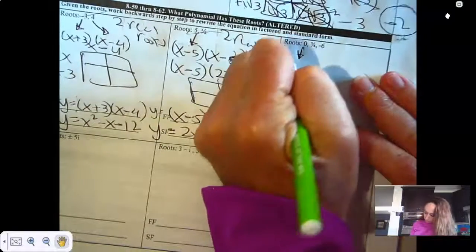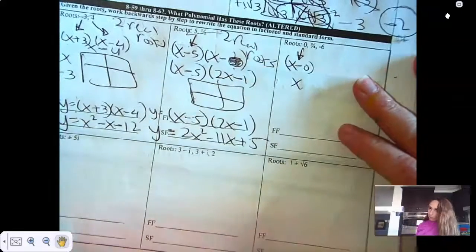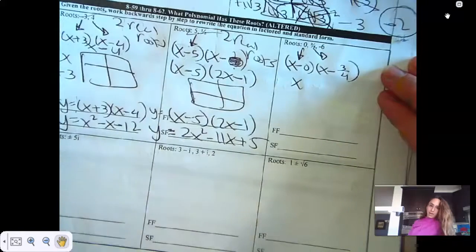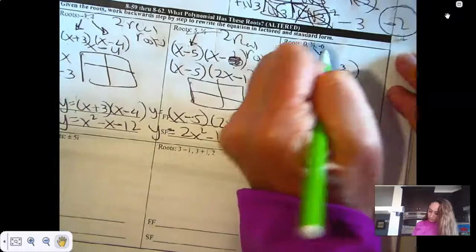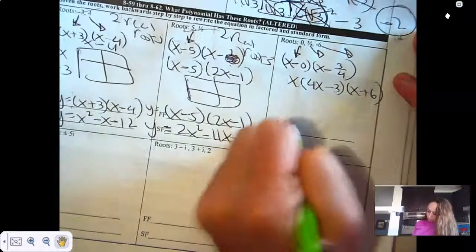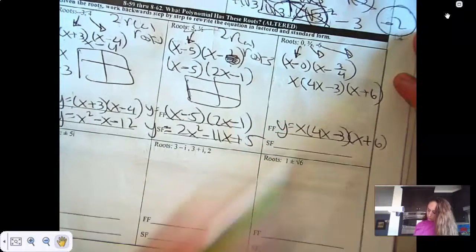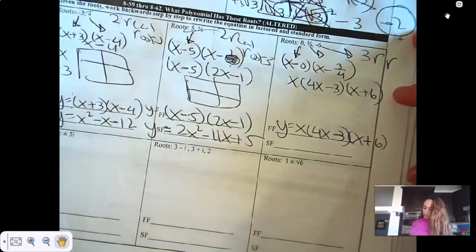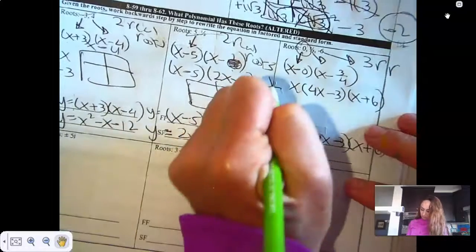This one. You can write x minus 0, but x minus 0 is just x. You don't need the minus 0. This is x minus 3/4, but we don't write it as 3/4. So it's 4x minus 3. Throw that up there. And this would be x plus 6. So in factored form, done. This has 3 real roots. Okay? And the x-intercept is the same as the y-intercept because it crosses at 0.